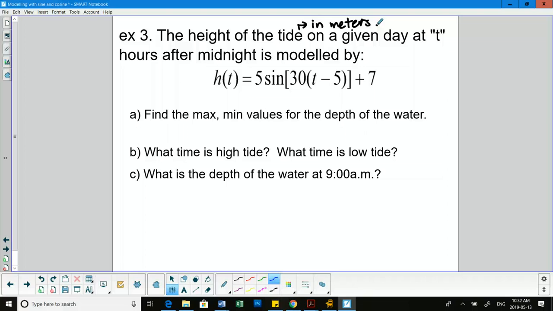Okay, so anyways, we're going to find the max and min values for the depth of the water, so talking about the y's. I think we should be able to find max and min without having to do much work here. If I know the middle of my graph, the mid height of the tide, is 7 meters, that's the C value, right? And the tide is going to go up and down from there. How far up and down is the tide going to go from there?